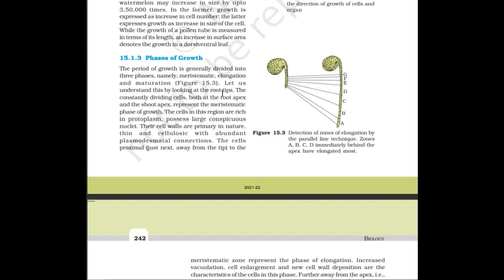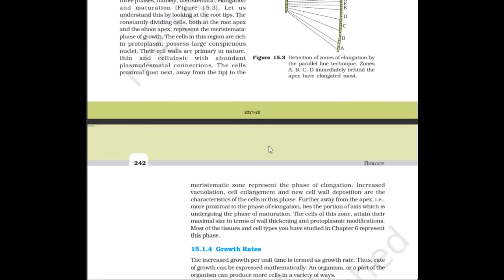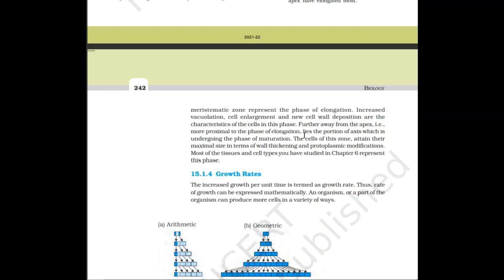The constantly dividing cells both at the root apex and the shoot apex represent the meristematic phase of growth. The cells in this region are rich in protoplasm, possess large conspicuous nucleus. Their cell walls are primary in nature, thin and cellulosic with abundant plasmodesmatal connection. The cells proximal, just next away from the tip to the meristematic zone, represent the phase of elongation. Increased vacuolation, cell enlargement, and new cell wall deposition are the characteristics of the cells in this phase.